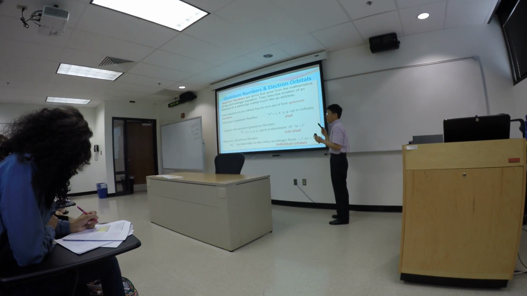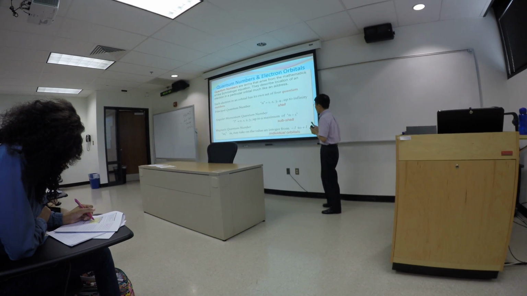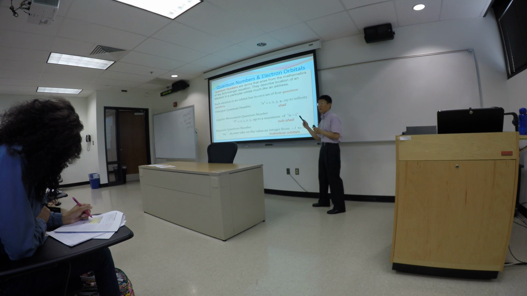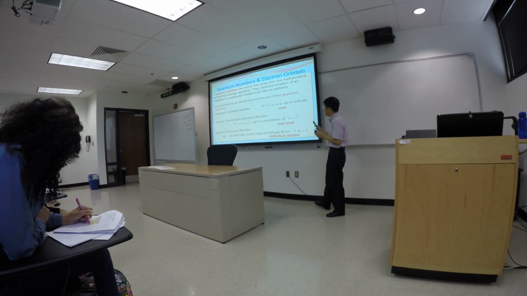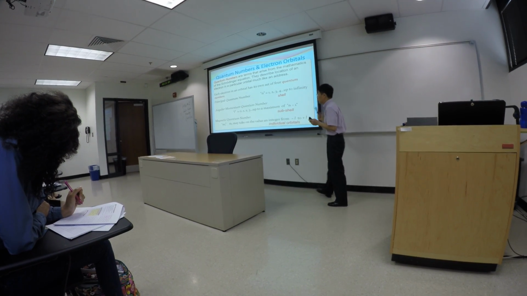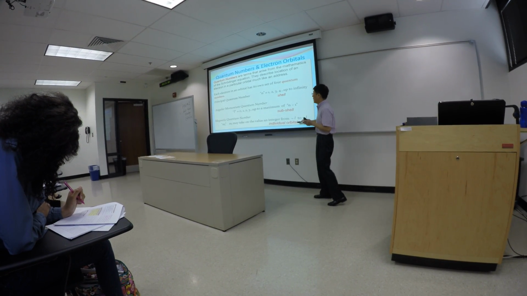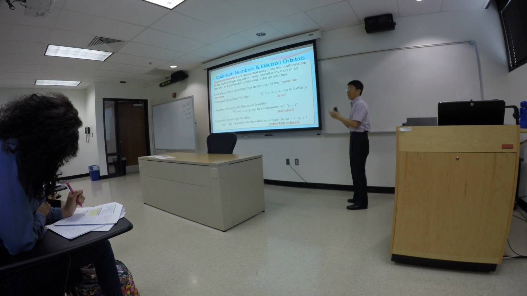3, 0, 1, 2, so on and so forth. The maximum value for L is n minus 1, and L cannot equal n. So that's the relationship you need to remember. Okay. Now ML indicates the individual orbital.